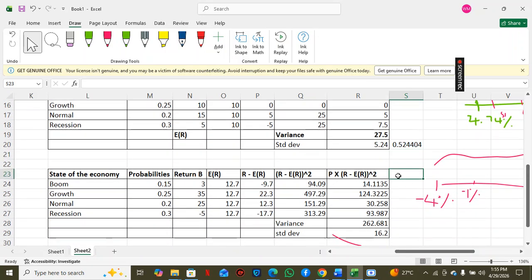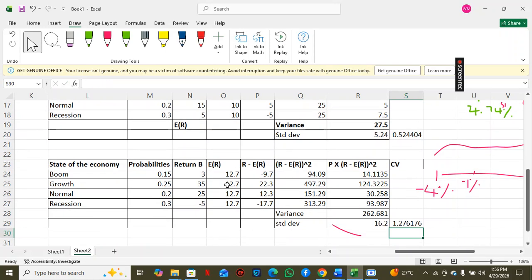Company B, coefficient of variation: standard deviation 16.2 divided by expected return 12%. So for company B, you're incurring a 1.27% risk for every 1% return. Just remember this: if your coefficient of variation is greater than 1, it means the risk is higher than the return. If your coefficient of variation is less than 1, the risk is lower than the return.